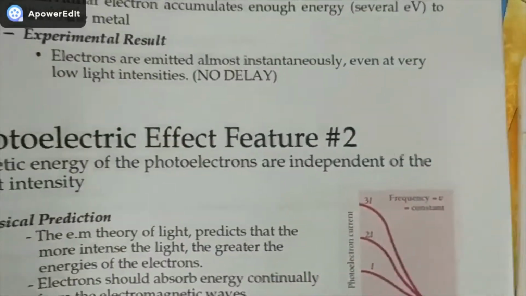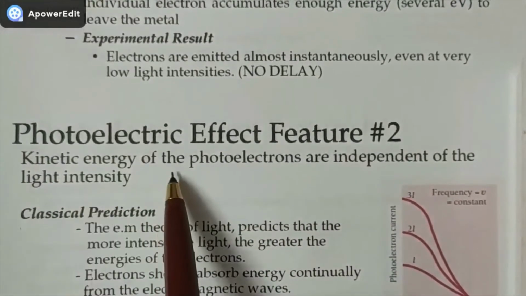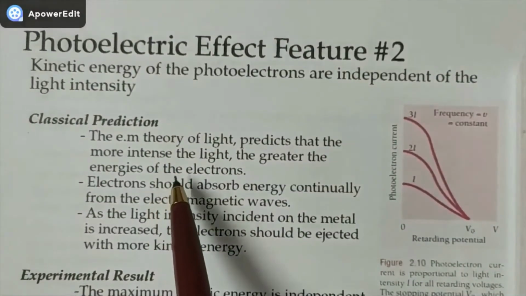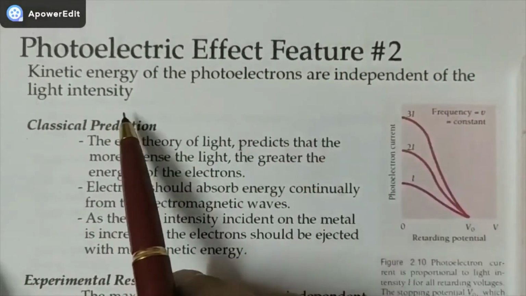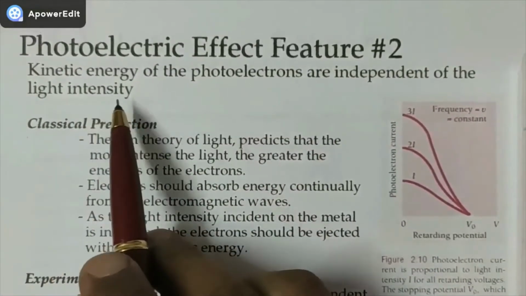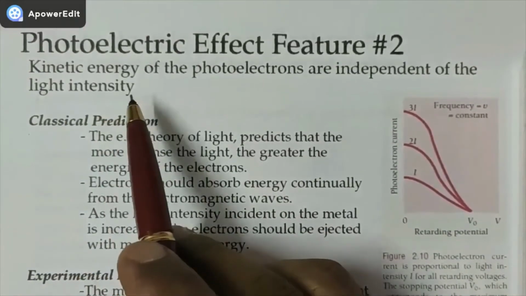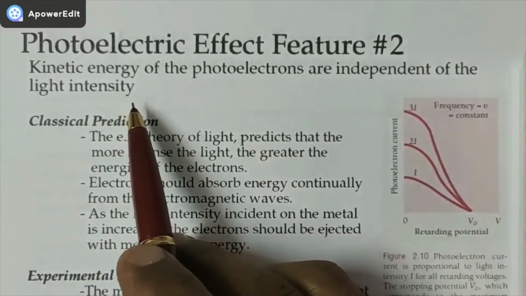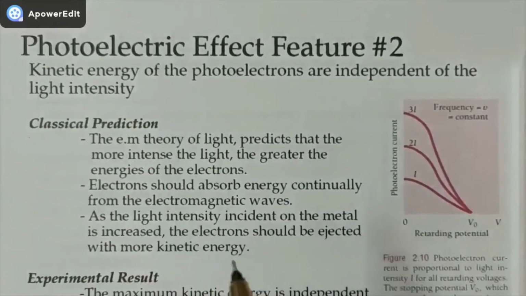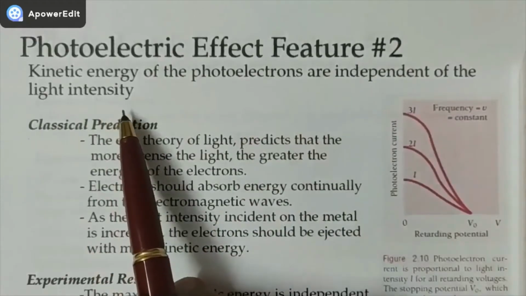The second feature of the photoelectric effect is that the kinetic energy of the photoelectrons is independent of the light intensity. When we talk about the light intensity, we can think of it as the brightness. So classically, we think of the light intensity as the brightness of the light. So how is the kinetic energy of the photoelectrons independent of the light intensity?